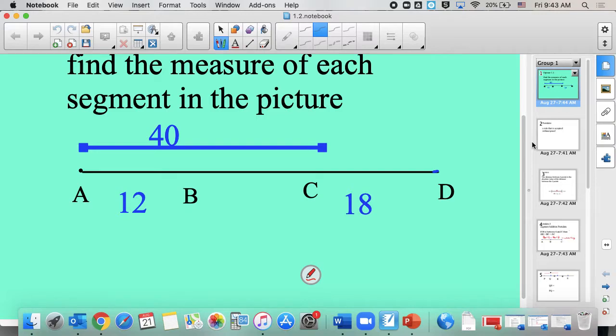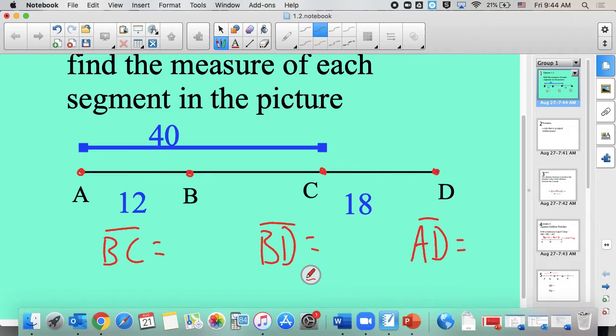Very fundamental, basic idea. Just putting your pieces together, figuring out what's missing. So a couple pieces we're missing here. We know AC is 40. We know AB is 12. We know CD is 18. So it looks like we're missing part BC. We can figure out BD is a piece we're missing. We are missing AD, the whole thing. We'll need to figure that out.